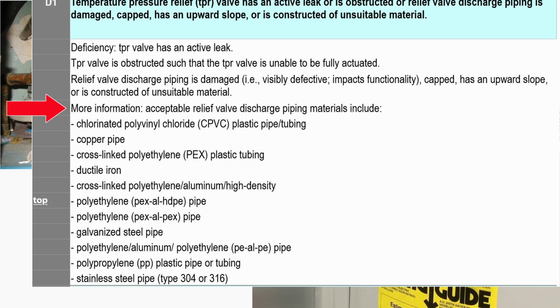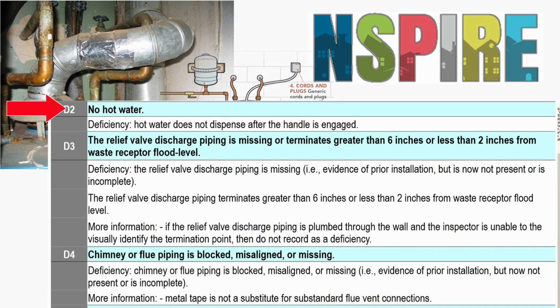More information. Acceptable relief valve discharge piping materials include, and there's a long list here, I'm going to make it short, CPVC, copper, PEX, iron, and a selection of other plastics and engineered materials. Deficiency 2, there's no hot water. Deficiency: hot water does not dispense after the handle is engaged.